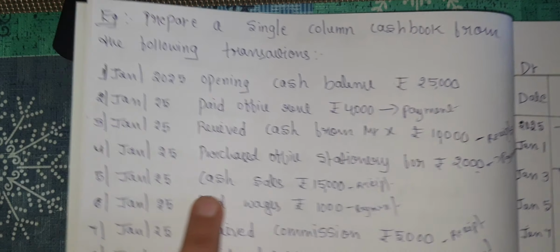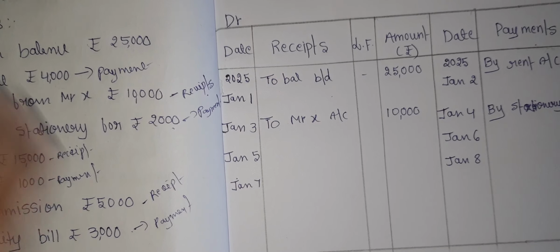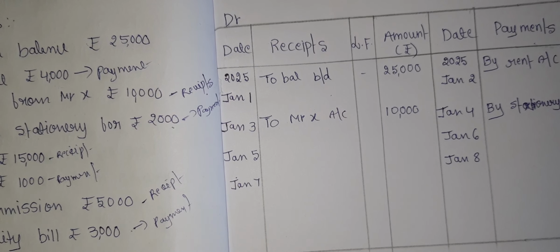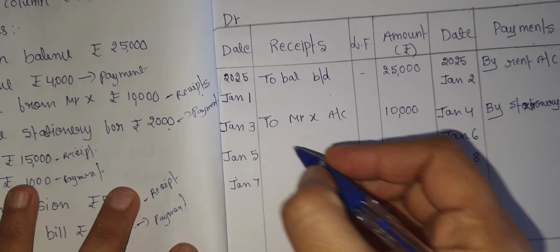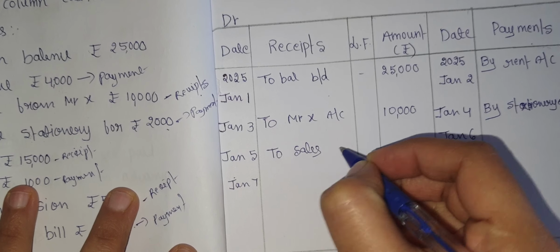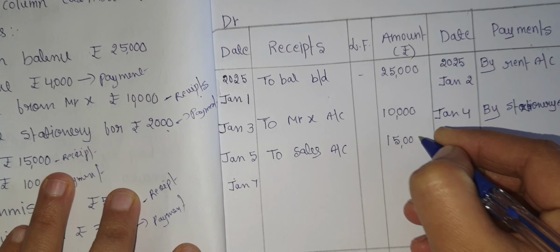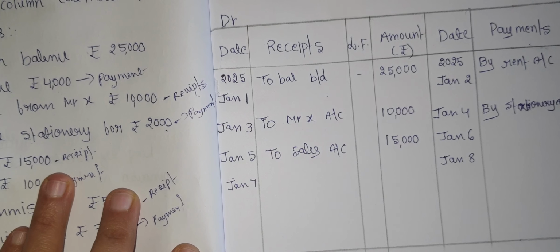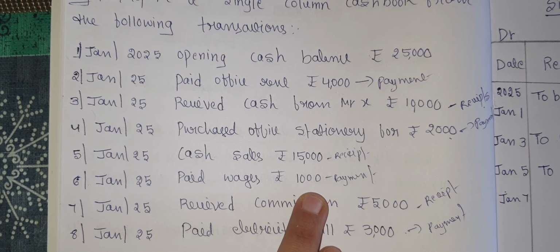And next one, cash sales, rupees 15,000 on January 5th. Cash sales means you are selling the goods and services. For that you are receiving the cash from the customer. So here to sales account, that is rupees 15,000. Next one, paid wages, that is rupees 1,000.